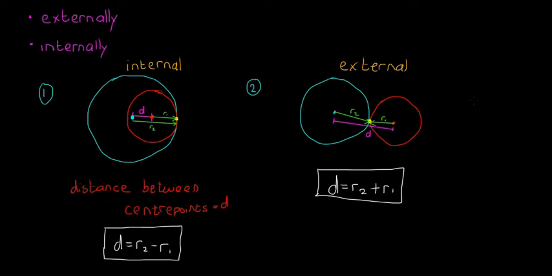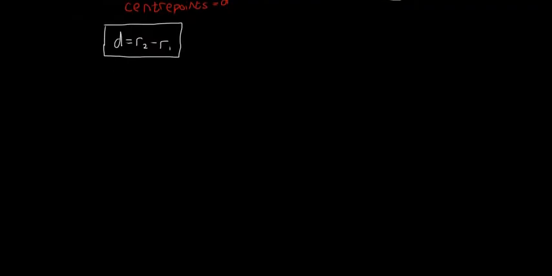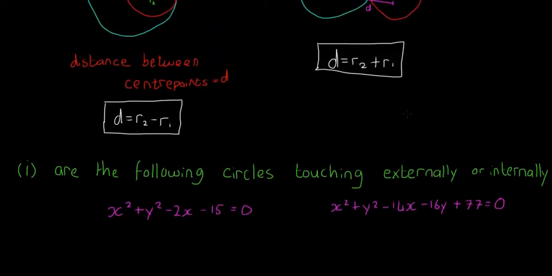Alright, so we're going to give one example here, and we're going to see how we can do that. So here we have our question. It's asking us, are the following circles touching externally or internally? We have our circles x squared plus y squared minus 2x minus 15 is equal to 0, and x squared plus y squared minus 14x minus 16y plus 77 is equal to 0. Remember, if we want to find this, we need to find the distance between the center points, d, and then we need to find the radius of circle 2 and the radius of circle 1, and then we have to check against these two cases.